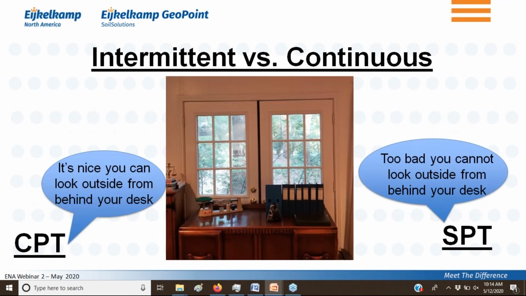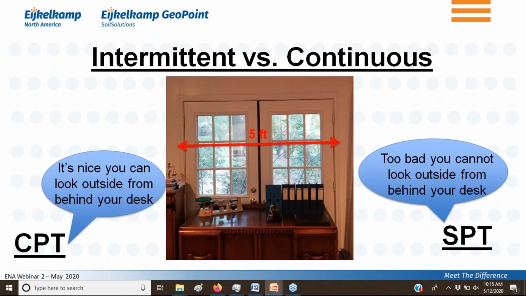If you were here in my office right now, and from behind my desk looked to your right, you would see these two doors with windows in them. If a Mr. CPT were sitting behind my desk, he would say, well, hey, it's nice that you can look outside from behind your desk and look at the trees. Well, if SPT were sitting there, his comment would be, well, it's too bad you cannot look outside from behind your desk. And you might wonder, what do I mean by that?